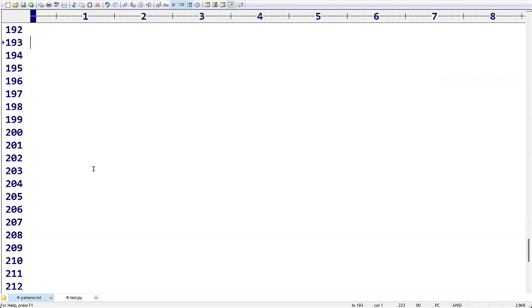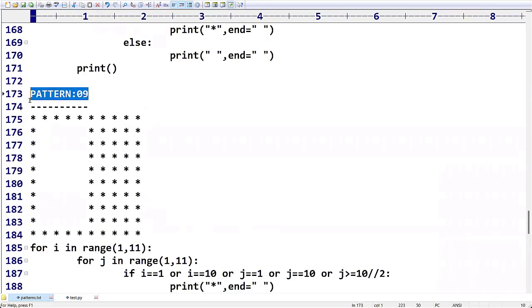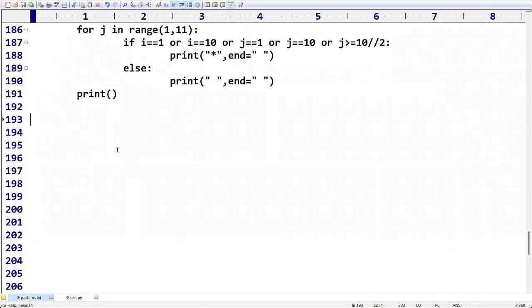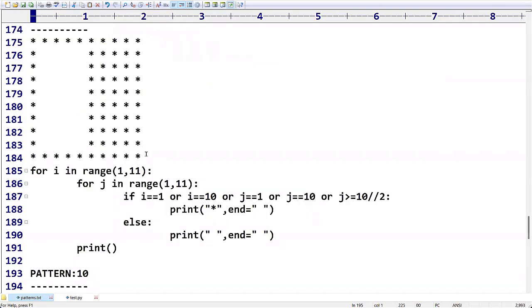In the last sessions, we covered up to pattern number 9. Now in today's video, we are going to discuss the 10th pattern. So what is this 10th pattern? It is the same as this one, it is the same as this.